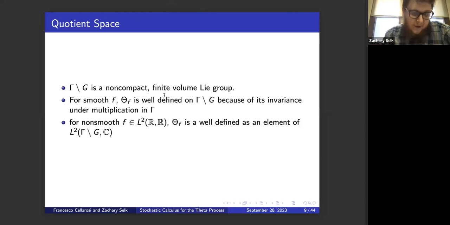So it's non-compact, but finite volume. And for smooth f, we have that it's well defined on there because of the invariance. And then for non-smooth f, things might not be well defined everywhere, but almost everywhere. And as an element of L2, this theta f is well defined.